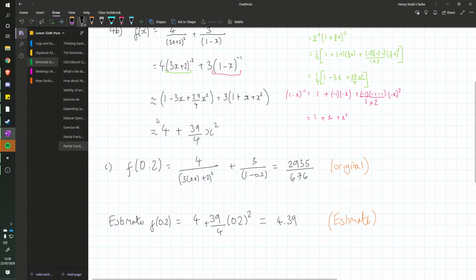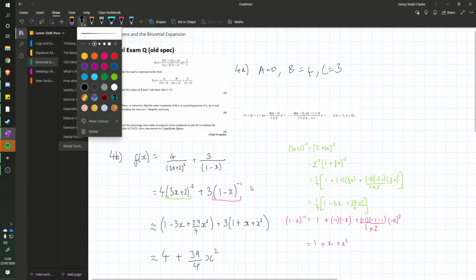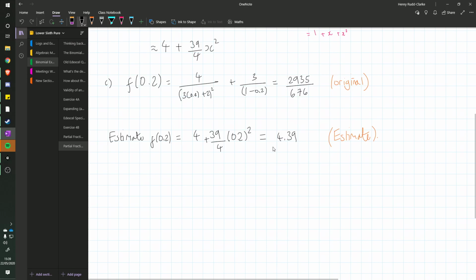So it says calculate the percentage error. So percentage error, you probably see it in science, things like that, but this is something people always seem to forget how to do. Percentage error is just the difference between the original and the estimate as a percentage of the original amount. So how far is the estimate? What percentage away is the estimate from the original?